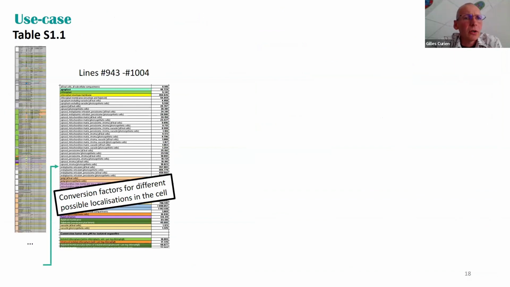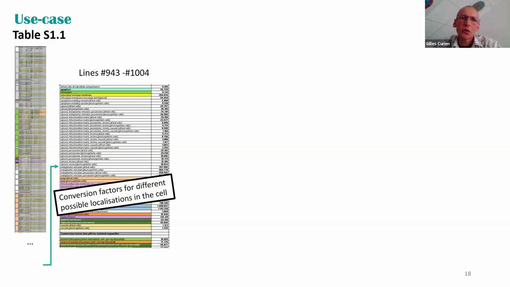Okay, so a use case: when you have assembled all of these data, you can calculate conversion factors. You will find them at the end of table S11, lines 943 to 1000. If a metabolite is in all cells and all subcellular compartments, you can calculate a conversion factor to convert units of nanomole per gram fresh weight into micromolar. You see it's close to 1. So if you have 1 nanomole per gram fresh weight, you will have about 1 micromolar.